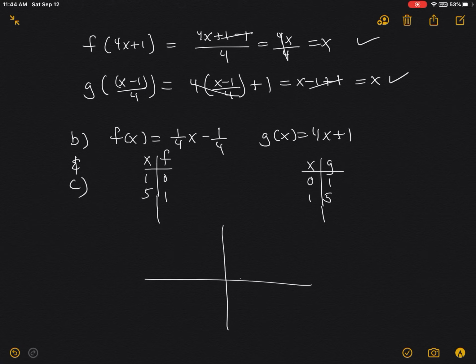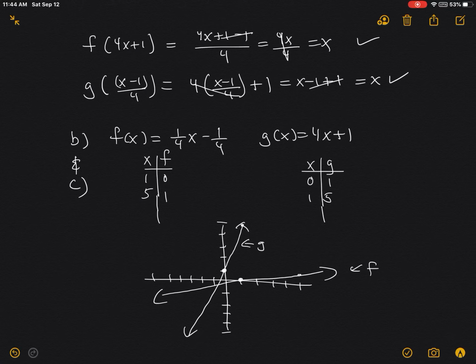All right, so just graph it. And when we graph it, what must be true? It should look like both of these graphs are reflections over the line y equals x. So 1, 0 for my f function, there's my x-intercept. 5, 1 looks something like this. Okay, so there's my f. And then for g, I have the y-intercept at 0, 1, and 1, 5. And roughly there is my g.